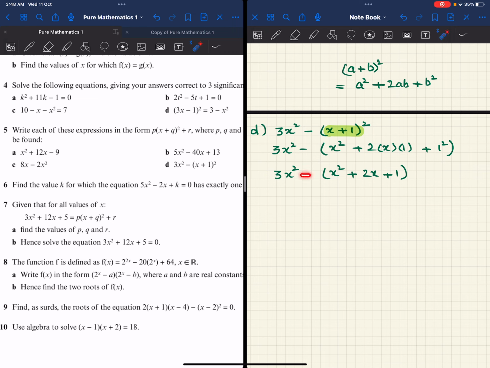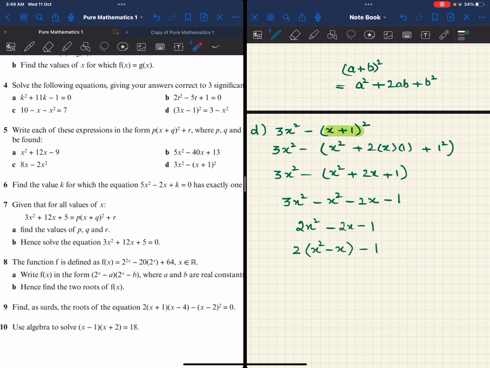Since there is a minus sign before the bracket, the minus sign will multiply with all the terms inside and reverse the sign. So we have 3x² − x² − 2x − 1. This gives us 2x² − 2x − 1. We can do completing the square. Now we see that we have a coefficient of x² other than 1 here, so we'll pull it out as a common factor from the first and second term. So we have 2(x² − x) − 1.